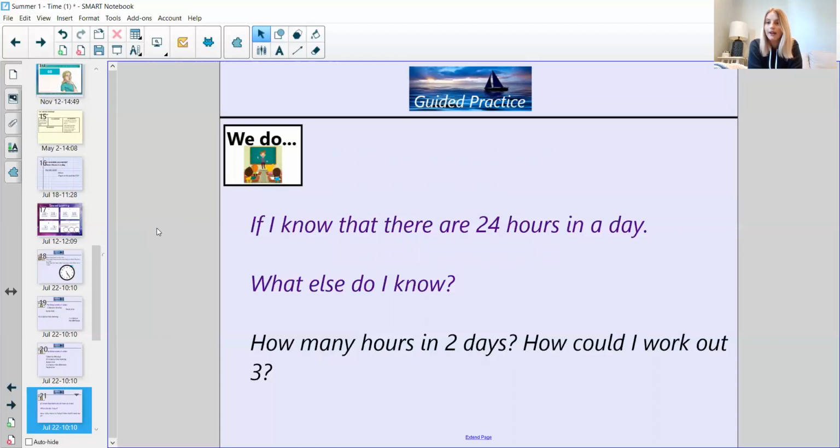And then you can even work out how many hours there were in 3 days, because you could do 24 times 3. You could work out how many hours there are in 4 days by timesing it by 4, and so on. So you can use your column multiplication to help you. If you know there are 24 hours in a day, you must know then that there are 12 hours in half a day, because that's half of 24.